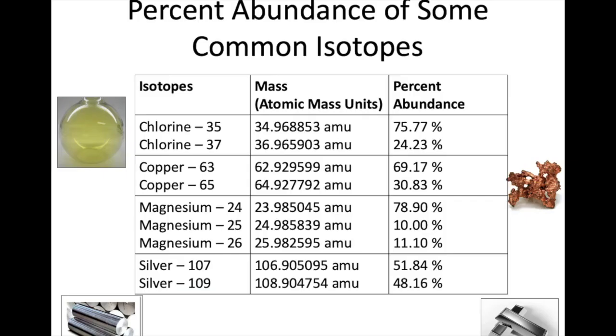This table shows some common elements and their isotopes. Elements can have varying numbers of isotopes. Chlorine, copper, and silver have 2 common isotopes, while magnesium has 3. Notice how the percent abundance of the 2 isotopes of silver are nearly 50-50. Take a moment and locate the average atomic mass of silver on your periodic table. Because the 2 isotopes, 107 and 109, are nearly 50-50, the weighted average is nearly right in between the two at just under 108 AMU.